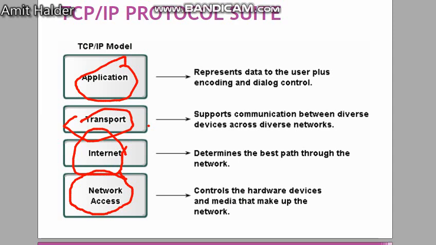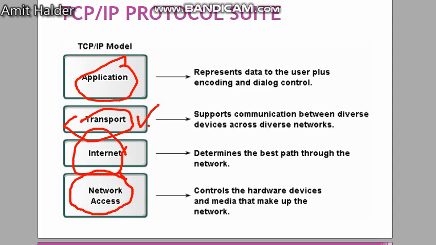The application layer mainly comprises the 3 upper layers of the OSI model: session, presentation, and application make up the application layer. The transport layer has not been changed; it has been kept intact. The network layer has just had its name changed to internet.